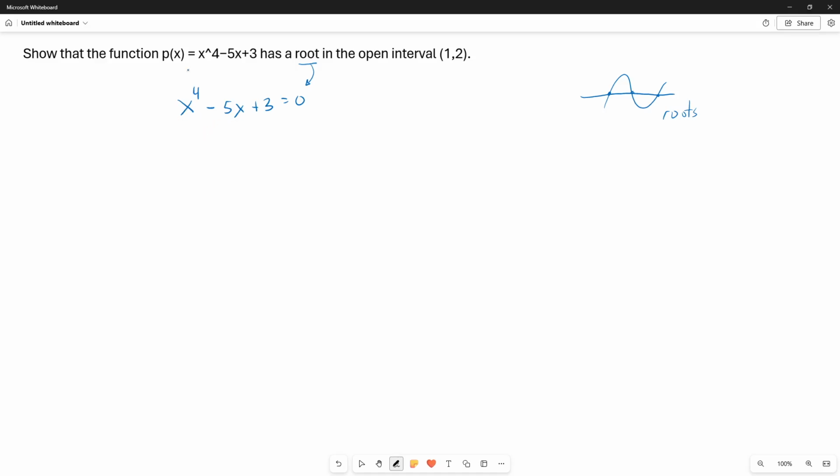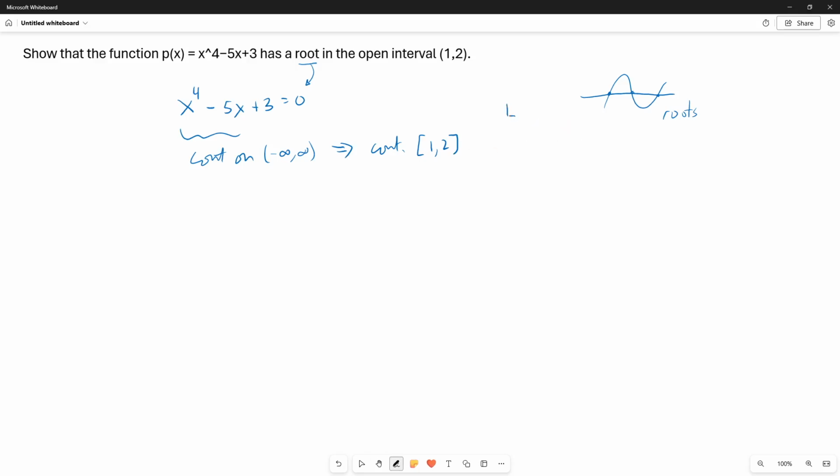Okay, well, our function p of x is continuous. It's continuous on the interval minus infinity to infinity. This is a continuous function. Polynomials are continuous on minus infinity to infinity. And so this one is also continuous then on the closed interval 1 to 2.